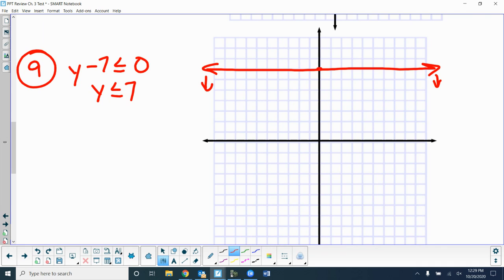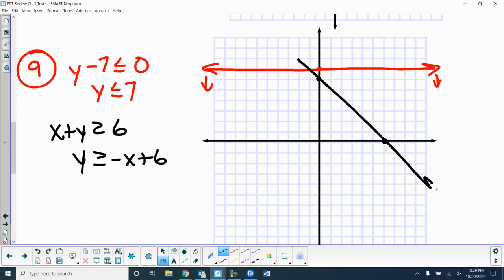X plus y greater than or equal to 6. So I'm going to subtract the x. So I go up to 6. 1, 2, 3, 4, 5, 6. Slope is negative 1 over 1. So I'm going to go down 6 and over 6. 1, 2, 3, 4, 5, 6. Isn't that the same? Solid or dashed? Solid.